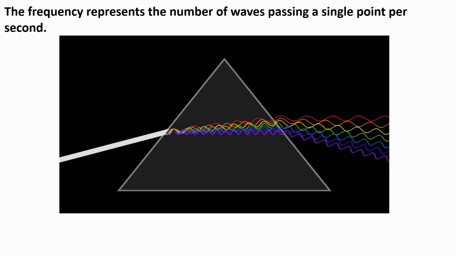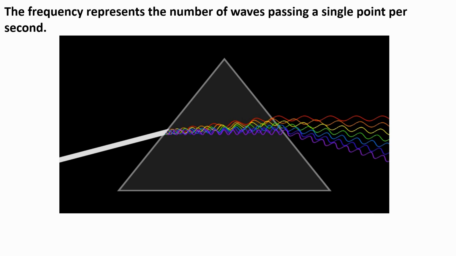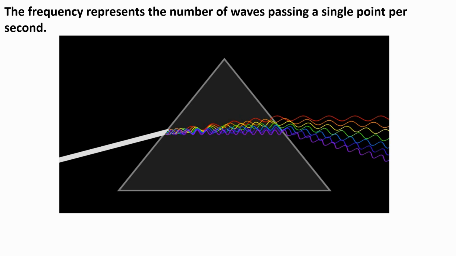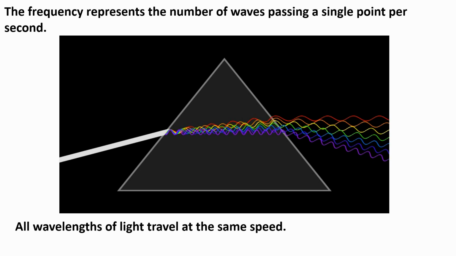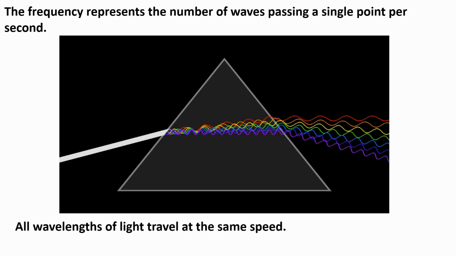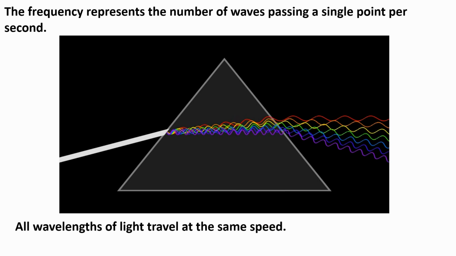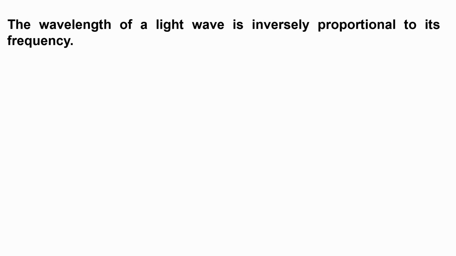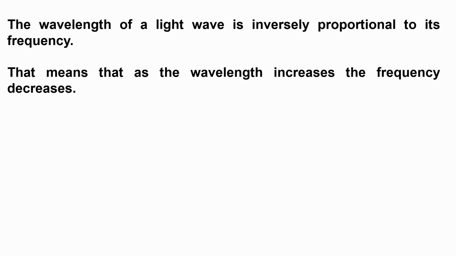The frequency represents the number of waves passing a single point per second. All wavelengths of light travel at the same speed. The wavelength of light is inversely proportional to its frequency. That means that as the wavelength increases, the frequency decreases.